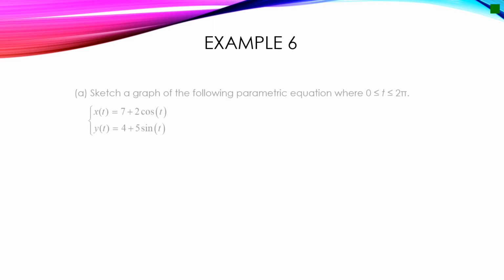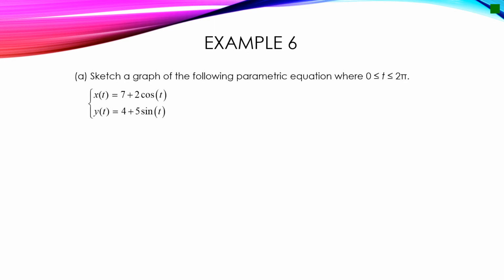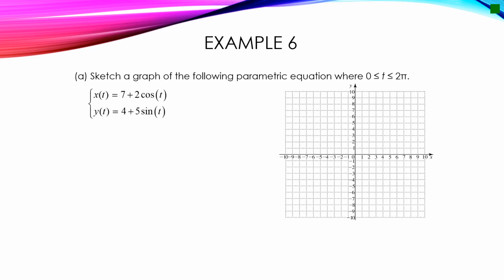Example 6. Sketch a graph of the following parametric equation from 0 to 2 pi. X of t equals 7 plus 2 times the cosine of t. Y equals 4 plus 5 times the sine of t. And if you'd like, use a graphing device or challenge yourself to see if you could plot this without a graphing device. So here's what I know. I know that this has a center at 7, 4.